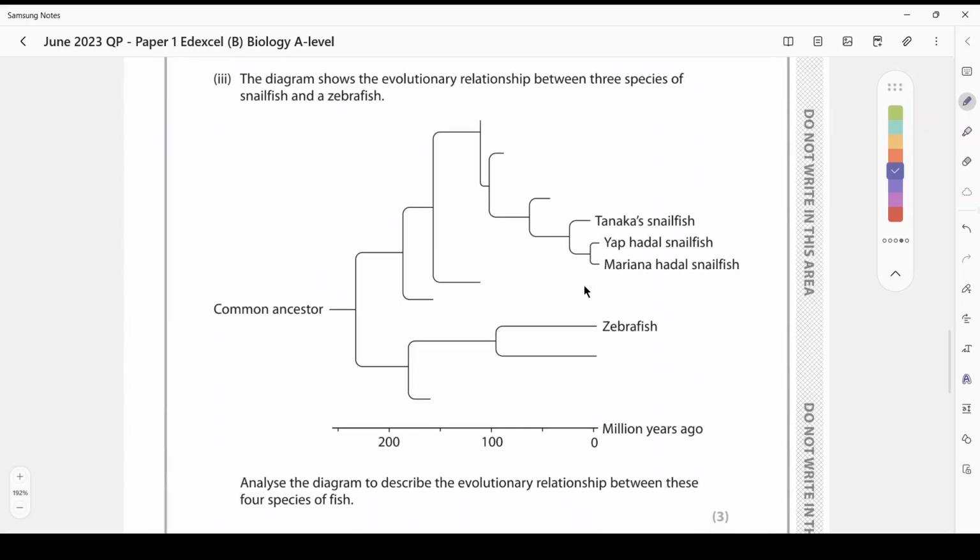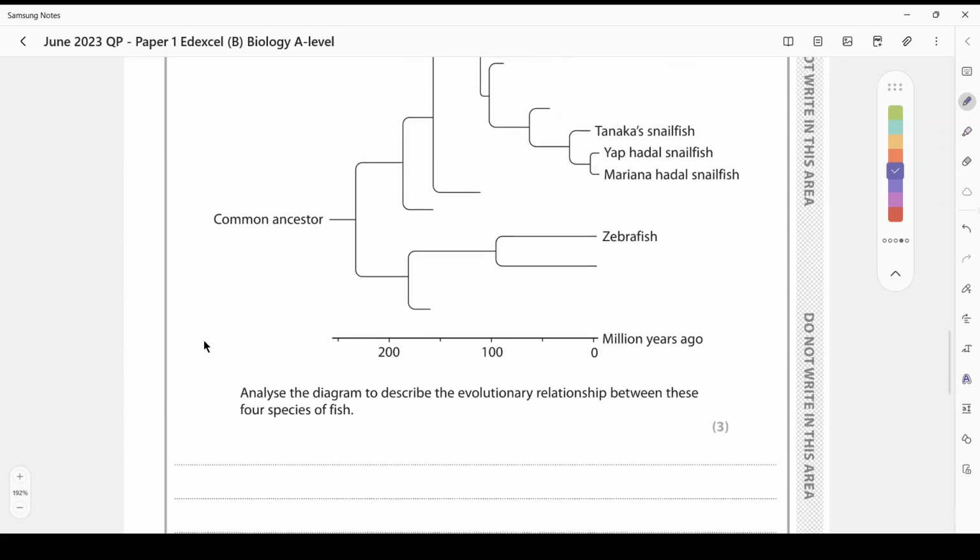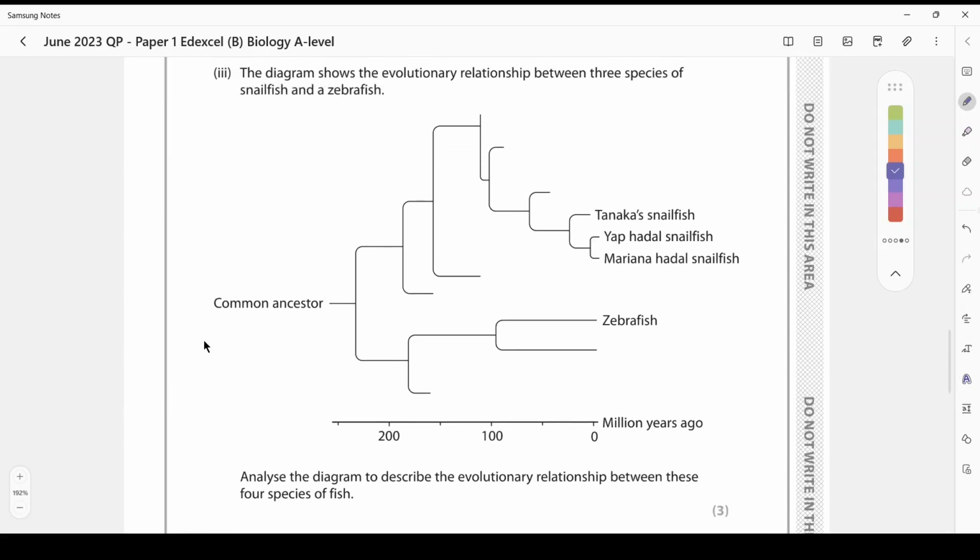Okay, let's look at the next part. The diagram shows the evolutionary relationship between 3 species of snailfish and a zebrafish. Analyze the diagram to describe the evolutionary relationships between these 4 species of fish. Okay, let's scroll back up.